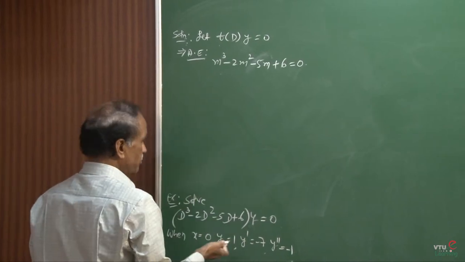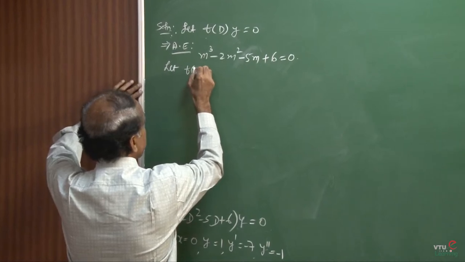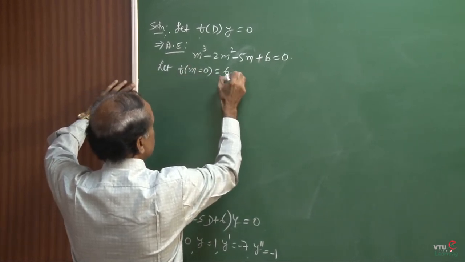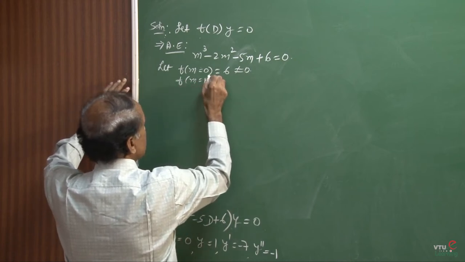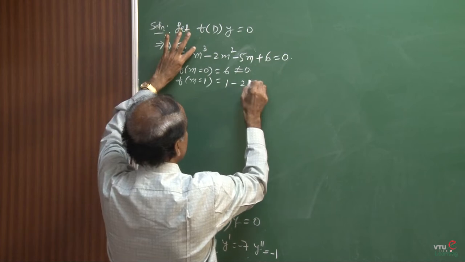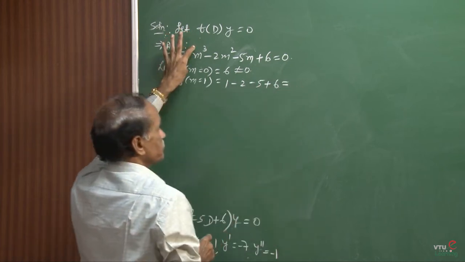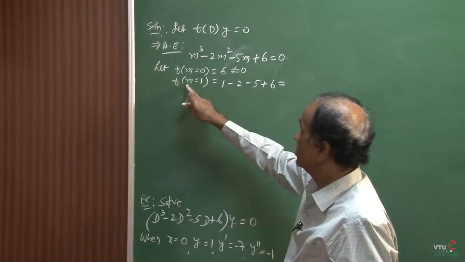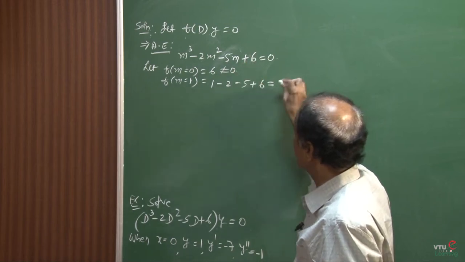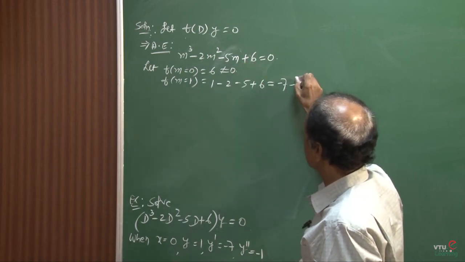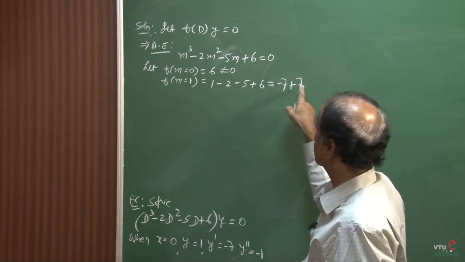As usual, as you did in the previous problem, we will do the same thing here also. Let f of m equal to 0, this is equal to plus 6, which is not equal to 0. And f of m equal to 1, we will verify, that is 1 minus 2 minus 5 and plus 6. That is equal to what? That is plus 1, m equal to 1 you are giving, 1 minus 2 minus 5 and plus 6 means it is minus 7 and plus 7, minus 2 minus 5 is minus 7, 1 plus 6 is plus 7.